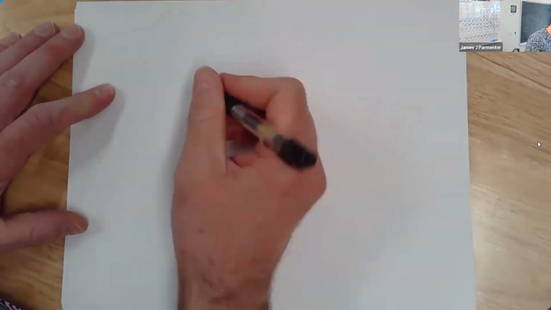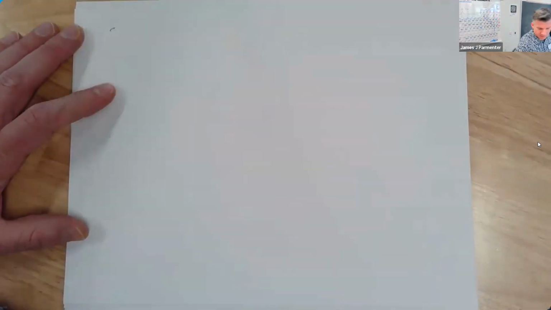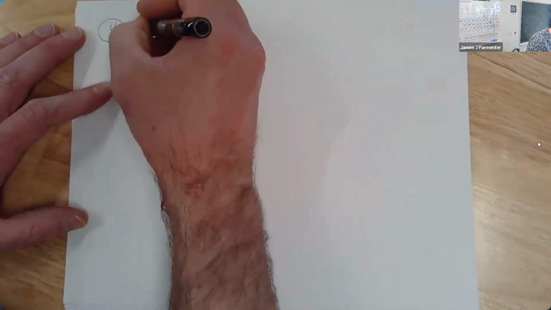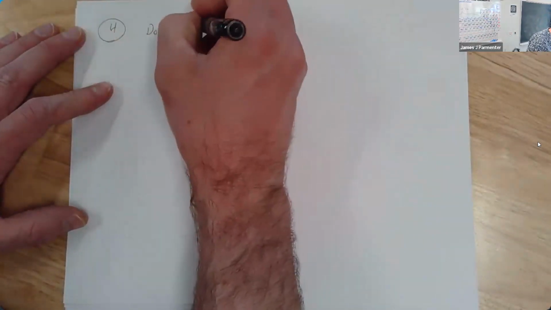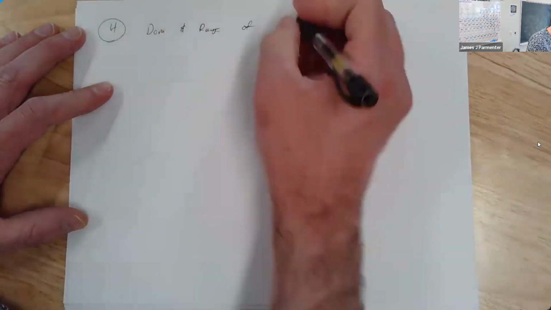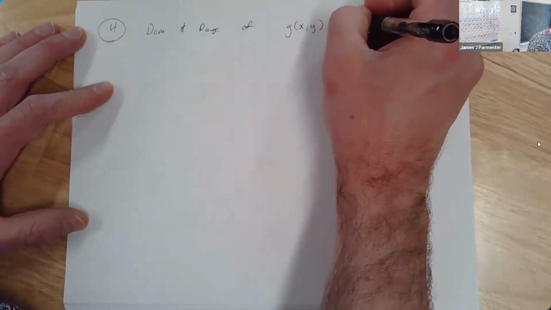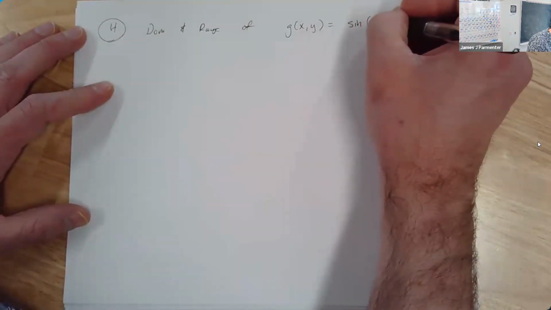Okay, what else have I got here for you? Okay, let's look at a couple more examples. How about, this is a good one, number 4. How about the domain and range of something easier? G of x, y equal to sine of x plus 3y.